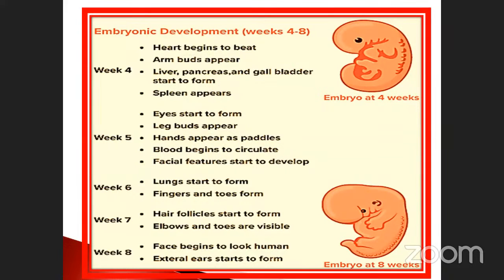The embryo looks like this in the 4th week of pregnancy after fertilization. Eyes start to form and leg buds appear. These all happen after the 4th week. In the 5th week, the hand appears like a paddle.